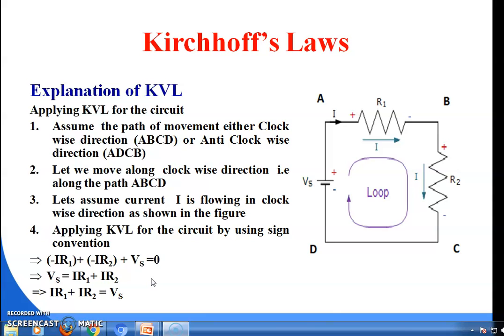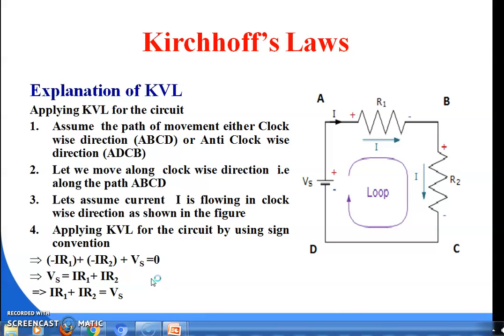Here is the explanation for that. Assume the path of movement is either clockwise or anti-clockwise. Looking at the diagram given here, is the path anti-clockwise or clockwise? Let's go with the ABCD path, that means clockwise direction. Then let's assume current I is flowing in the clockwise direction as shown in the figure.